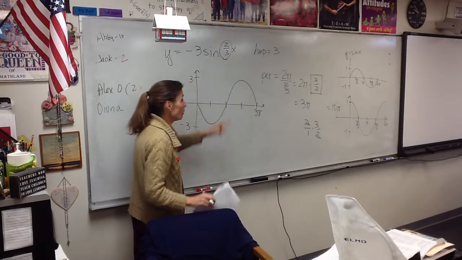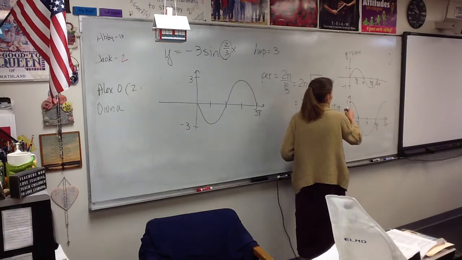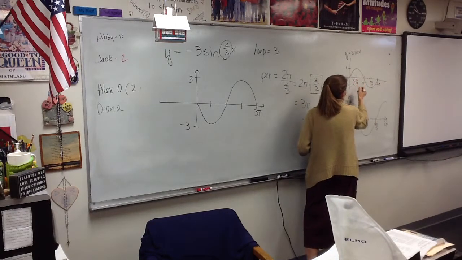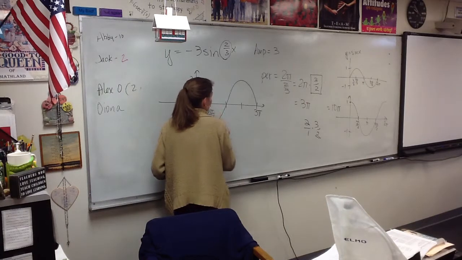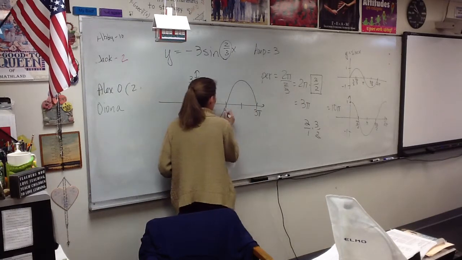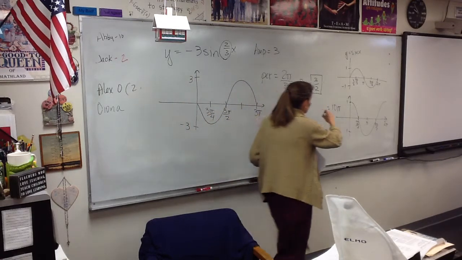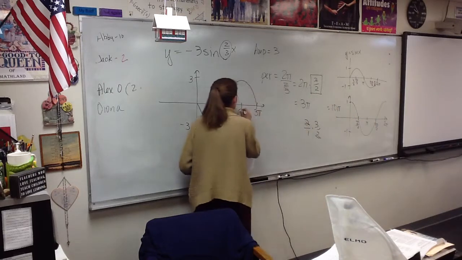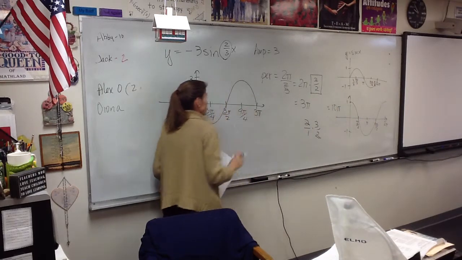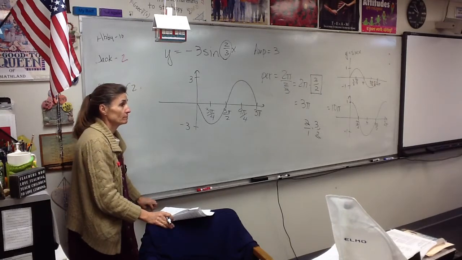Now, I'm going to multiply each one of these by 3/2. So when I multiply by 3/2, I get 3/4. When I multiply by 3/2, I get 3/2. When I multiply by 3/2, I get 9/4. And I've already done the last one, so I'm done. That's my picture.